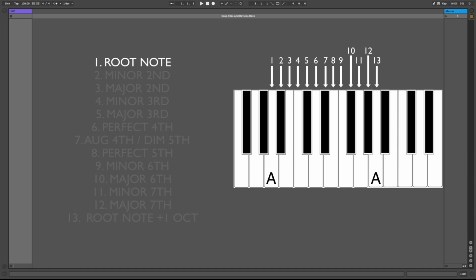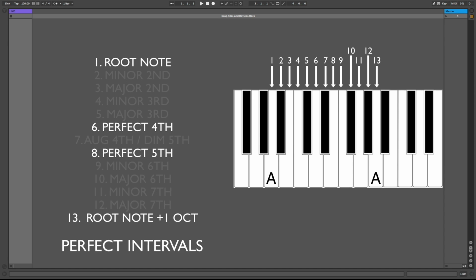Now, the root note, the perfect fourth, the perfect fifth, and the octave, so the root note and the octave above, they all share a strong harmonic connection with the root note. And that's why these are known as perfect intervals.